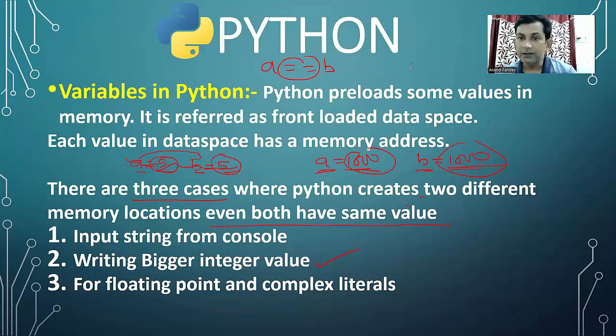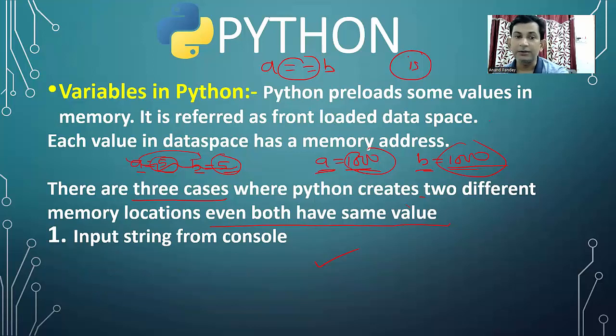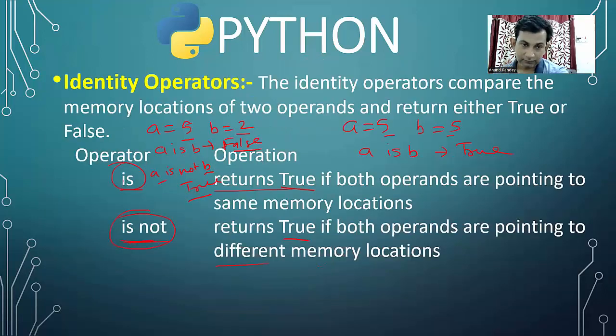This equal to operator and is operator are different. Is operator is the identity operator. It compares the identities of the operands, and the equal to operator compares the values of the operands. You may have this question: what is the difference between equal to and is operator? So this is the difference. The is operator, or identity operator, compares the memory locations, not the values. And the equal to operator compares the values. Okay.